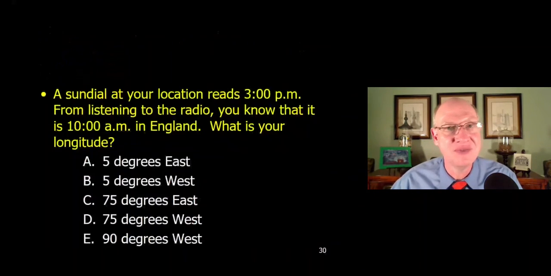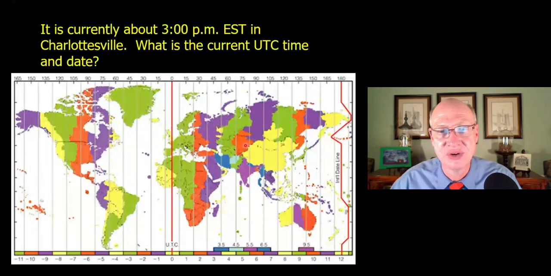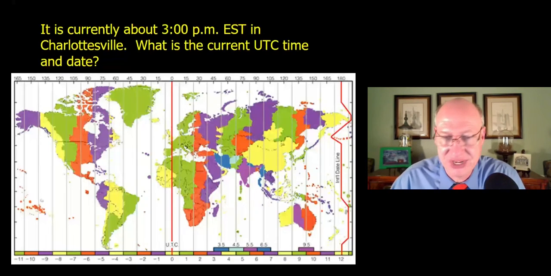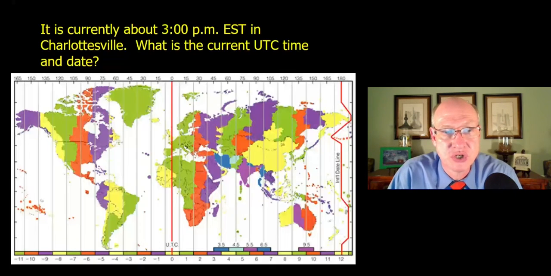So you are at 75 degrees longitude. The question is, are you east or west? Well, the answer to that is you had to go 75 degrees east longitude. So your longitude on Earth is 75 degrees east of Greenwich, England.